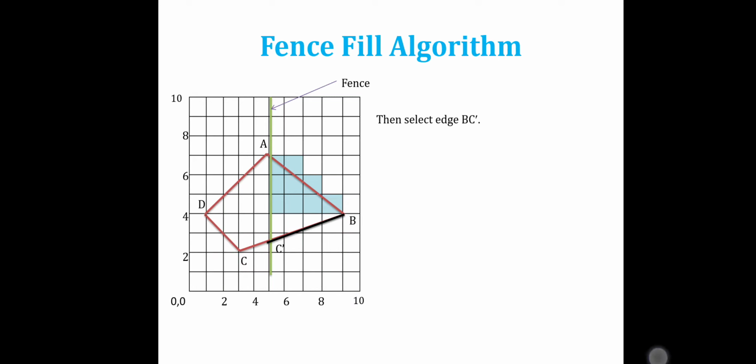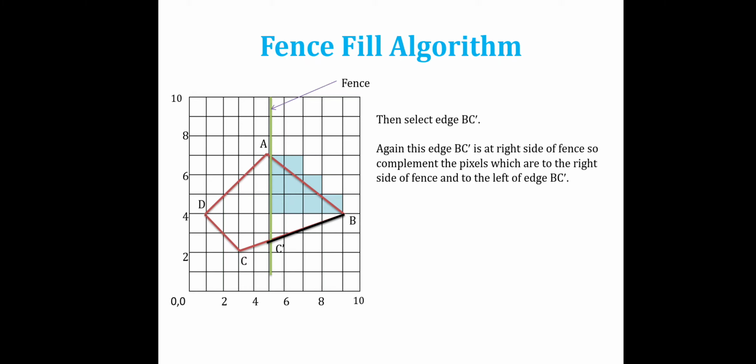So with that BC dash, again we are finding the edge BC dash is at the right of the fence. Now we are getting that edge BC dash is on the right side. So we have to complement the pixels which are on the right side of this fence and the left side of this BC. So which are the pixels on the right side of the fence and the left of the BC? These are the pixels, so I am complementing these pixels, right.